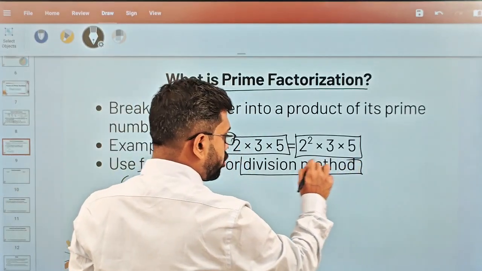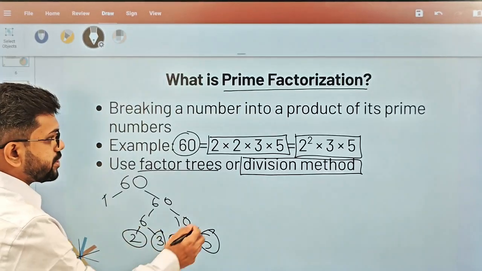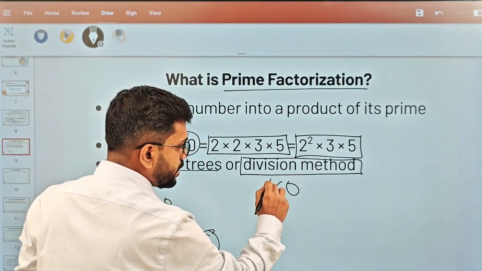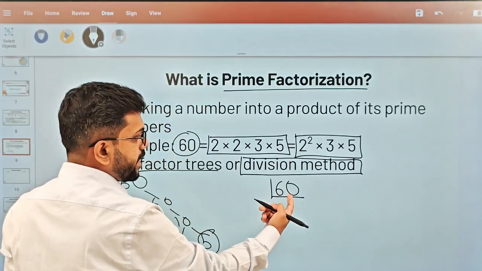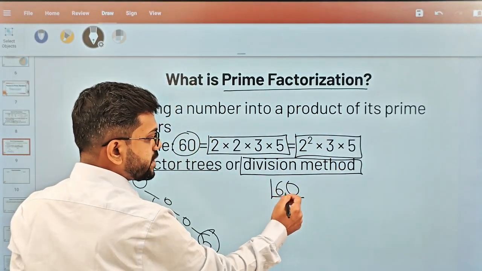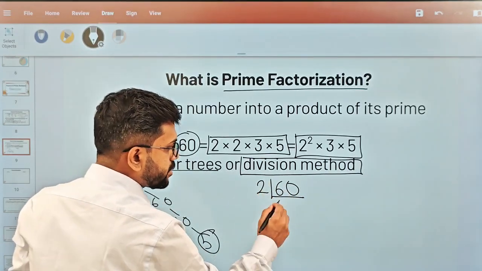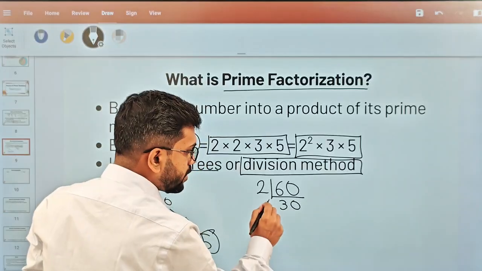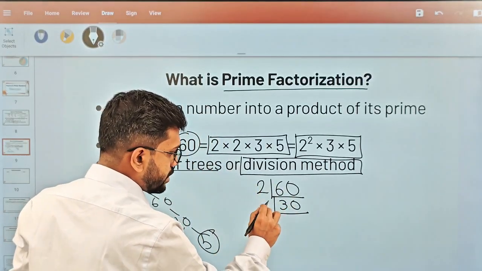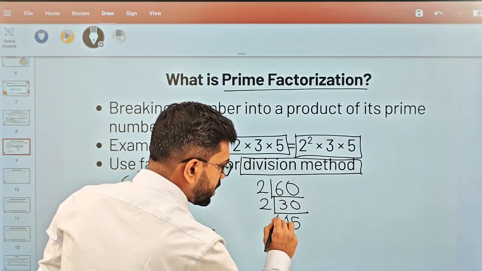Another more popular one is the division method. We don't quite use the factor tree method. The division method is you write 60, then you put a mark like this, check by which prime number you can divide. Let's say I can divide this by 2. So I'll write 2 here as the divisor. 60 divided by 2 is 30. Okay, then you put a mark again. Can you divide 30 by 2 again? Yes, write 2 here. 30 divided by 2 is 15.